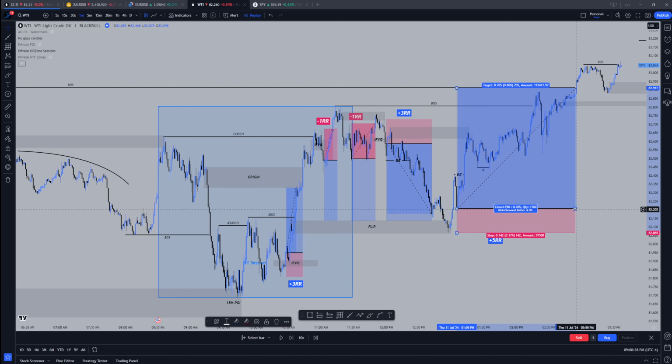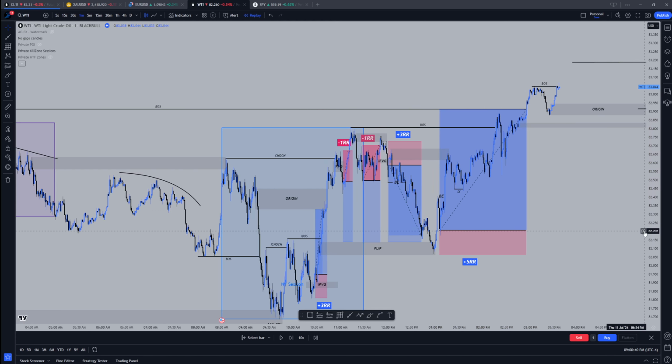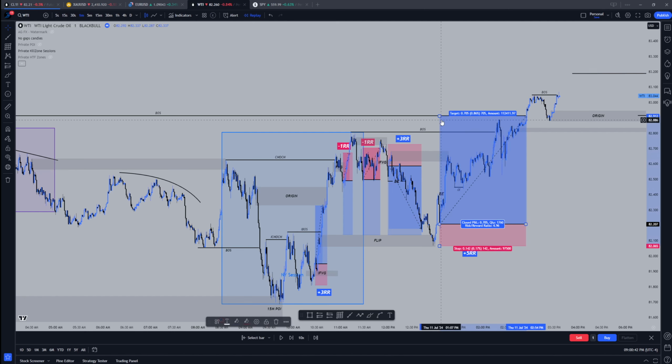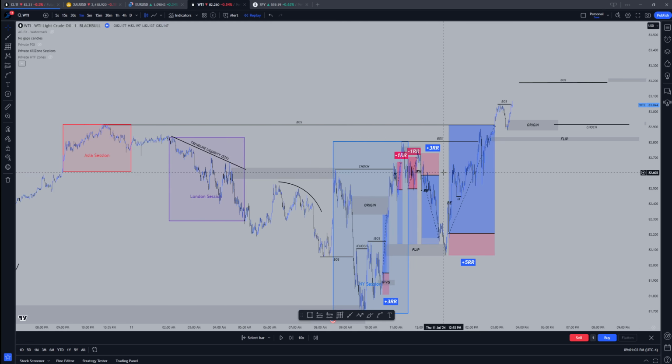So I took an OB entry here, got 5R out of it. Nice. You could have also targeted this. This would have been a very valid target here too as well for 4R. You could have also targeted this zone here, for example. This is all inducement to me. So this could have been a valid target, this could have been a valid target, this also could have been a valid target. But for me, based on context, I decided to target 5R total, right?